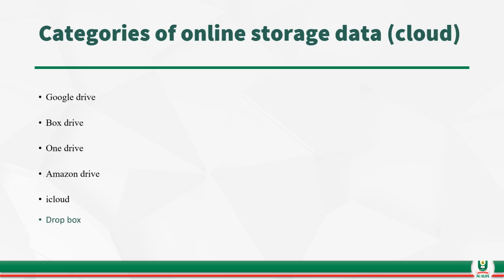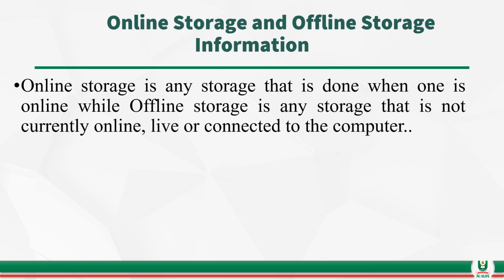Categories of online storage data include Google Drive, Box Drive, OneDrive, Amazon Drive, iCloud, and Dropbox. Online storage is any storage that is done when one is online, while offline storage is any storage that is done when one is not currently online, live, or connected to the computer.